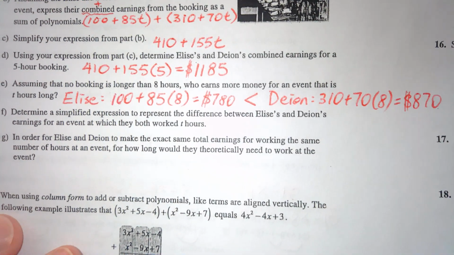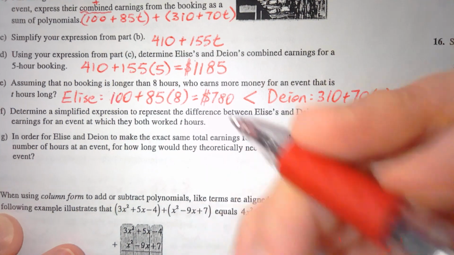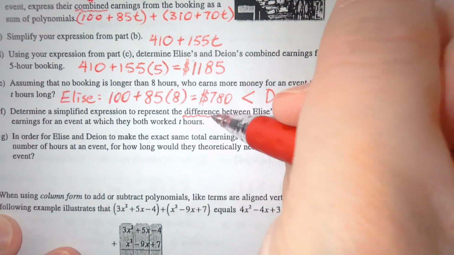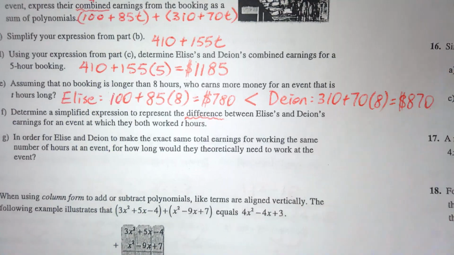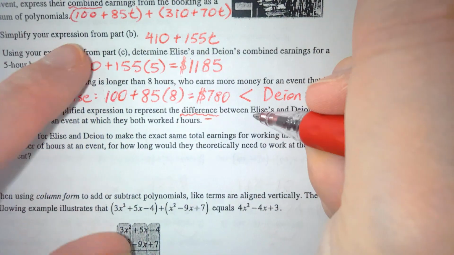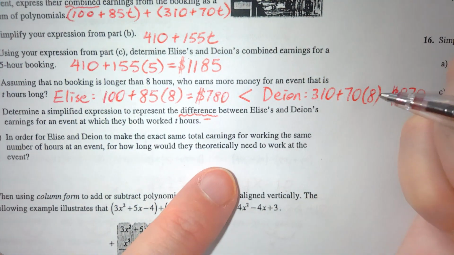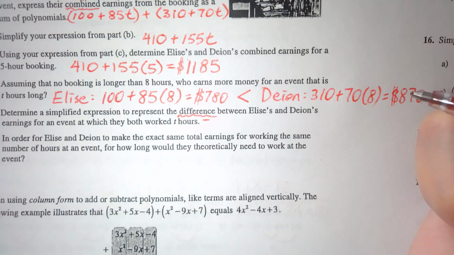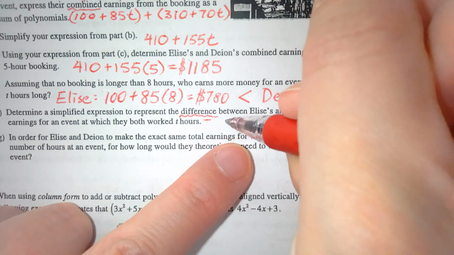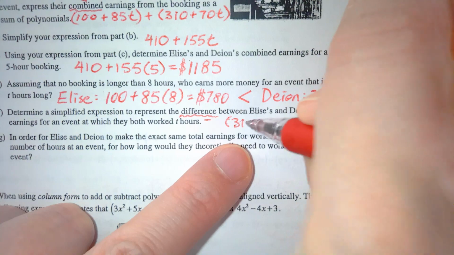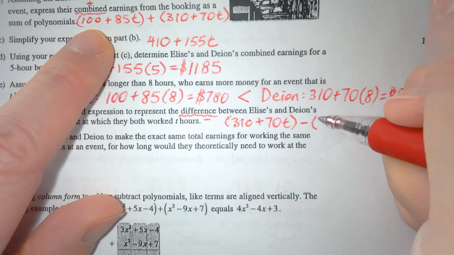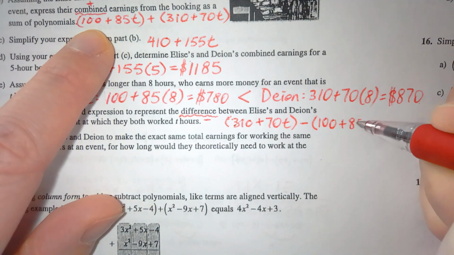And then part F, determine a simplified expression to represent the difference between their earning. Difference. What does difference mean? Add, subtract, multiply, divide. Subtract. That's right. It doesn't really matter which one you subtract from which because it will tell the difference. But since I know that Dion gets paid more, I'm just going to do 310 plus 70t minus 100 plus 85t.